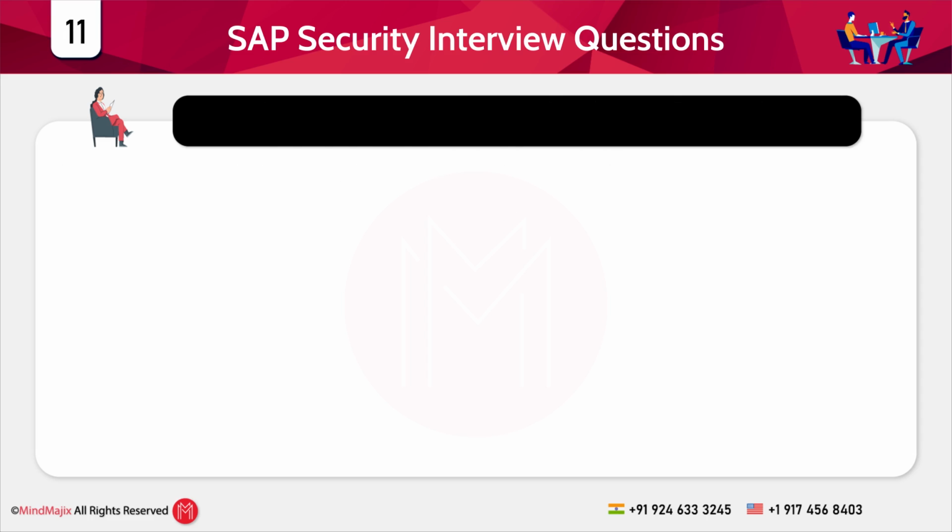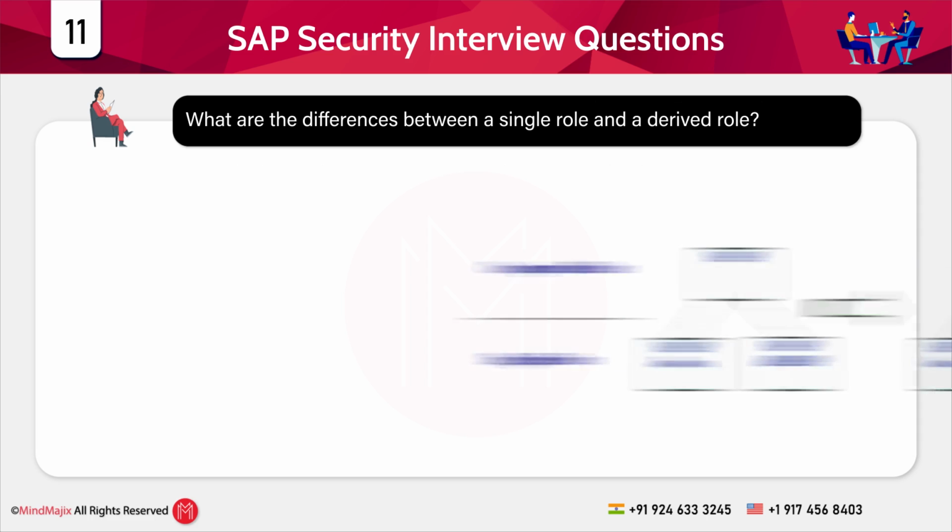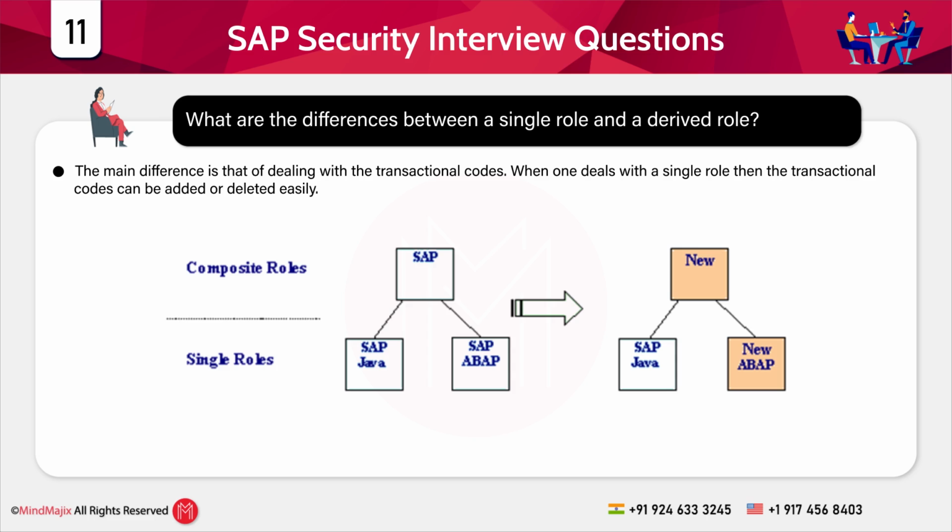The next question is, what are the differences between a single role and a derived role? The main difference is that of dealing with the transaction codes. When one deals with a single role, then the transaction codes can be added or deleted easily. But if one is dealing with a derived role, then a person is not able to add or delete any transaction code. So this is the most important difference that one needs to know about a single role and a derived role.